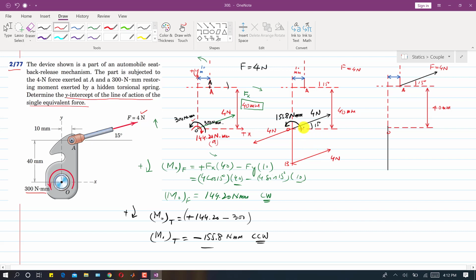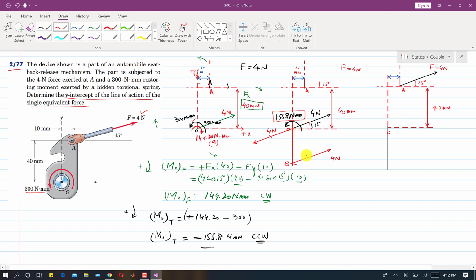Similarly, if we want to replace this force couple system by a single force, this force and this force are equal in magnitude and opposite in direction, so they will cancel each other out. And this force will produce a moment equal to this much, this magnitude.